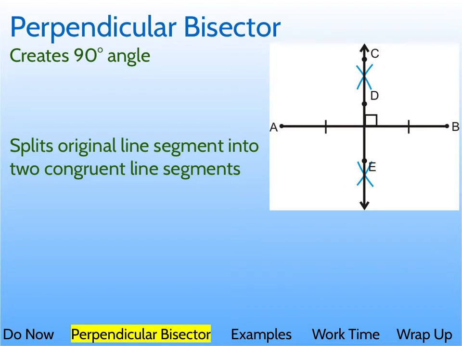Now, what it does is it splits the original line segment, which in this case is AB, in half into two congruent segments. So that's why you see these little tick marks right here to indicate that A, whatever this point is, is congruent to B, whatever this point is.